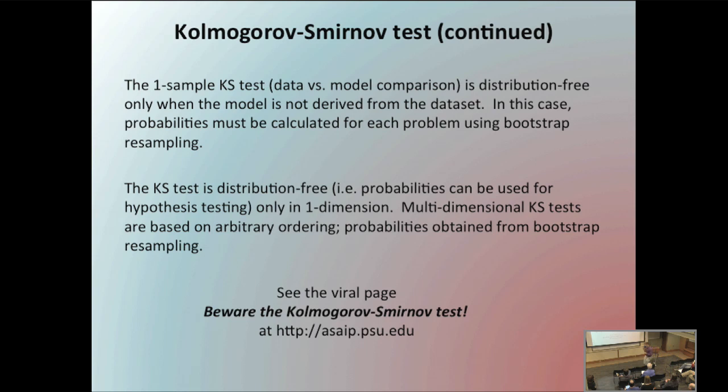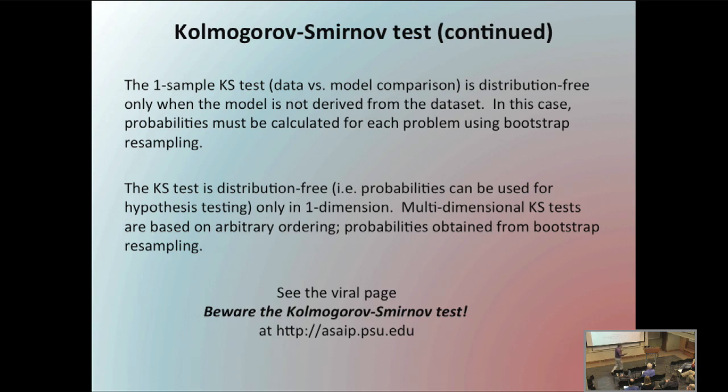Numerical Recipes actually is rather clever. They say, it's wrong, but what the hell, let's use it. And so they have a different attitude towards what's mathematically wrong, whereas Jogesh Babu says, if it's wrong, it's wrong. That's because he's a mathematician and Bill Press is not. So it's wrong in the sense that the probabilities that you get from a multidimensional KS test are not distribution free. In fact, you can't even order things in a unique fashion in two dimensions or in more dimensions. So you can't even set the order to make the cumulative distribution function uniquely.